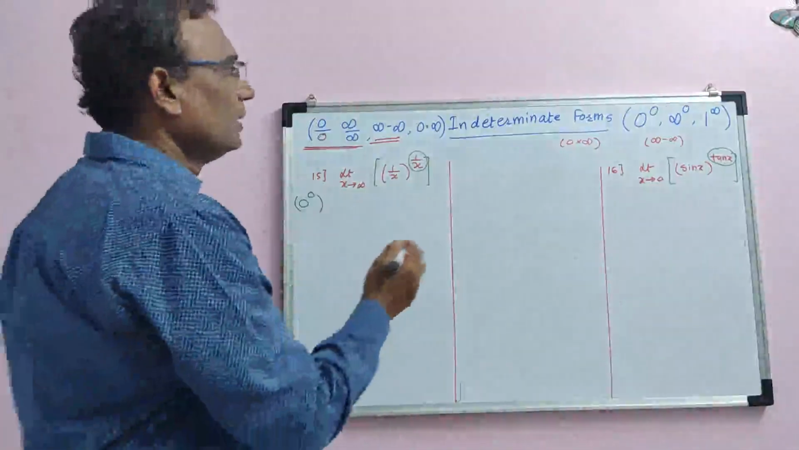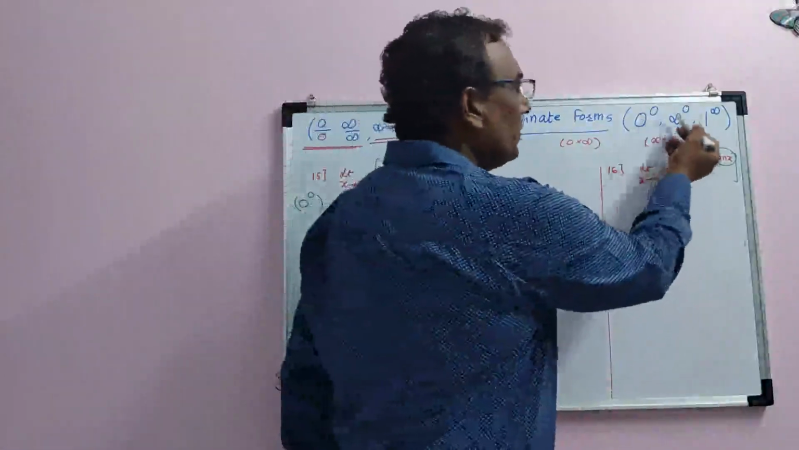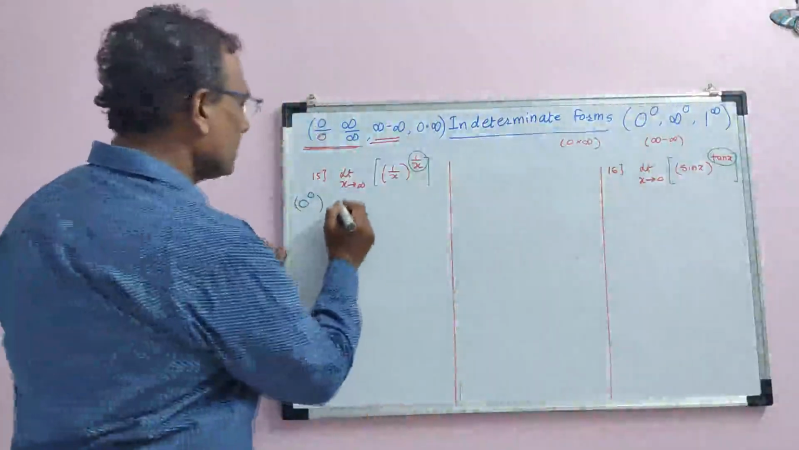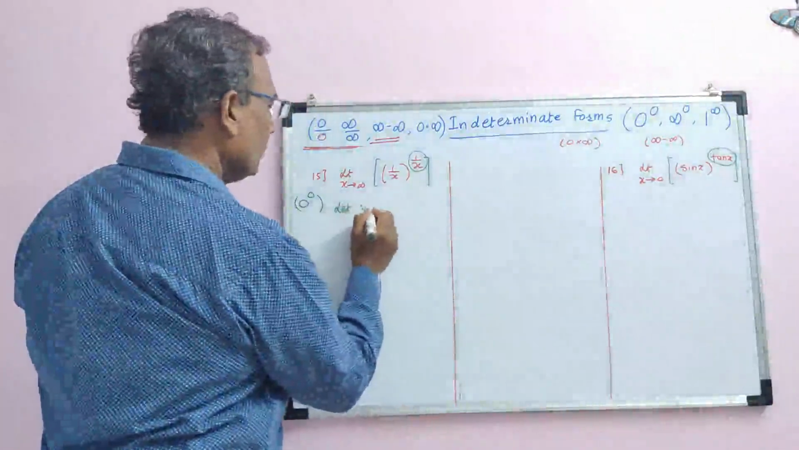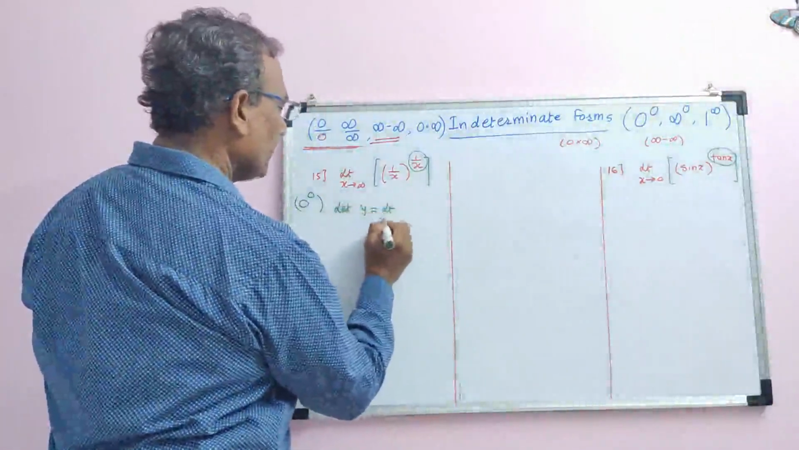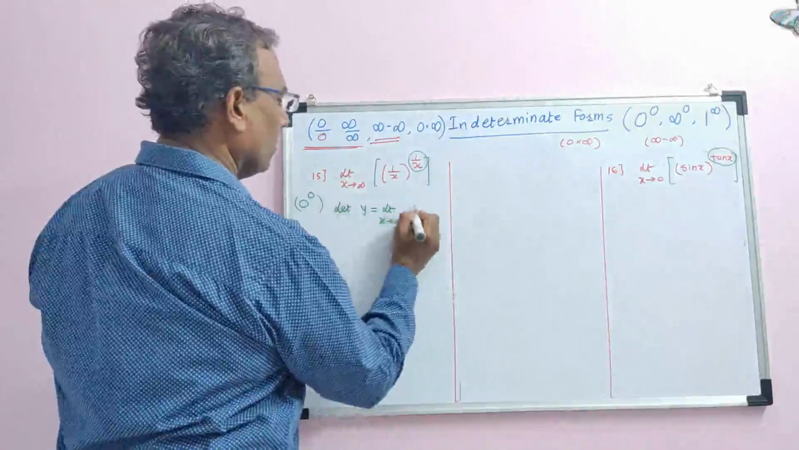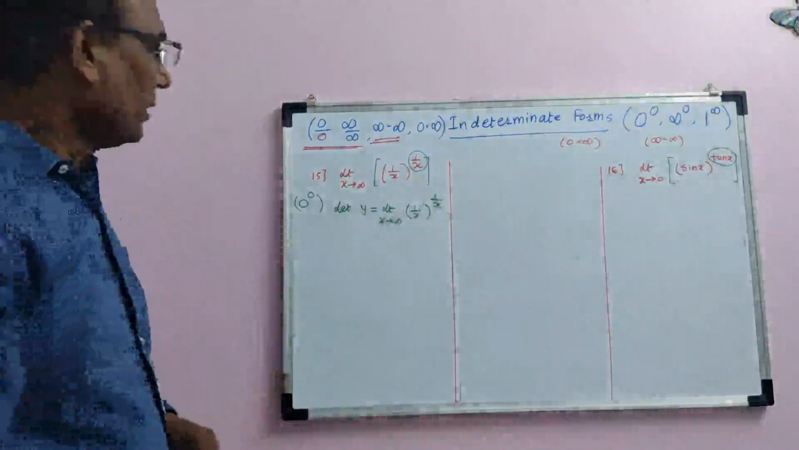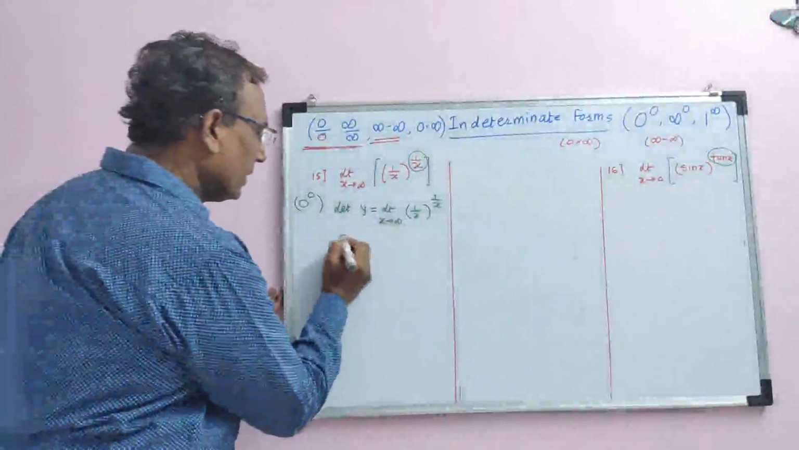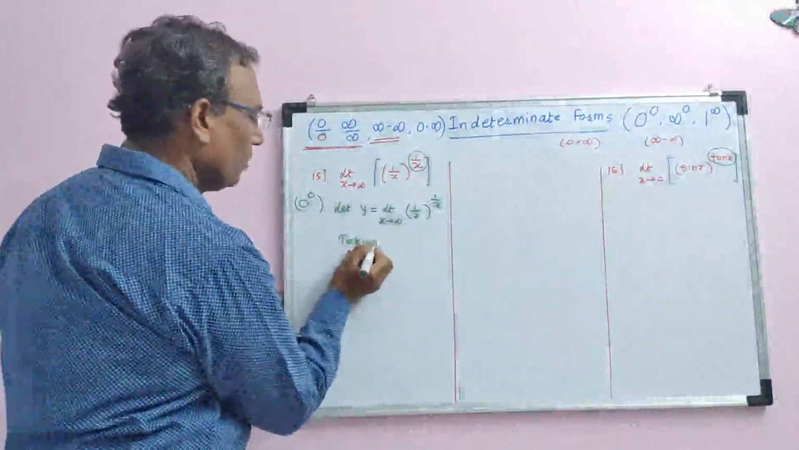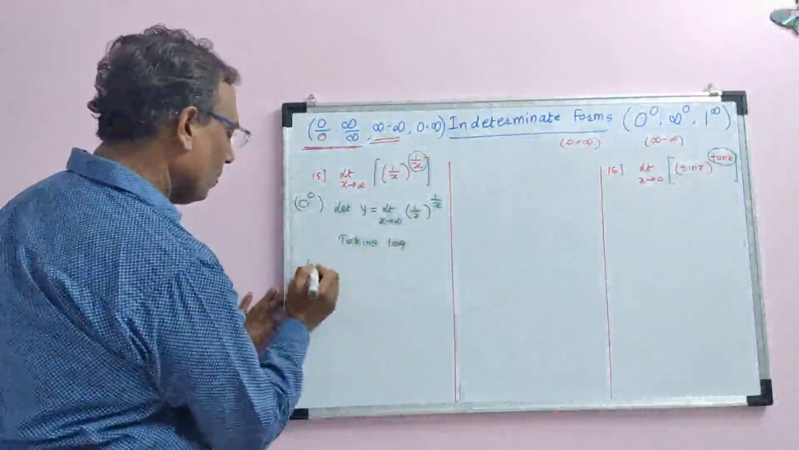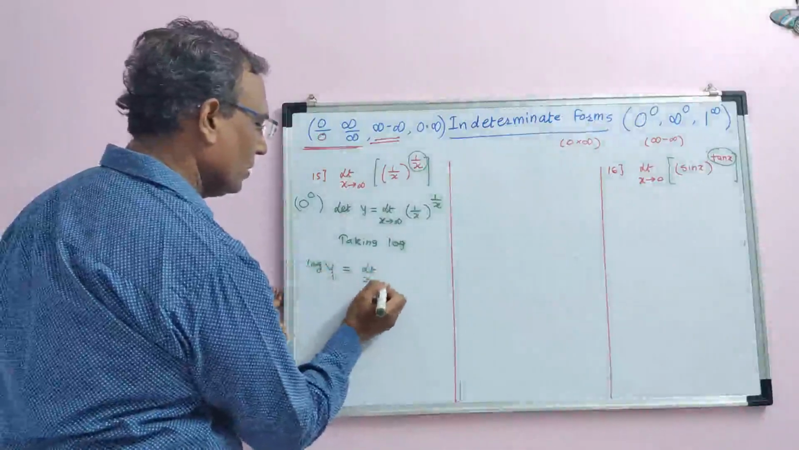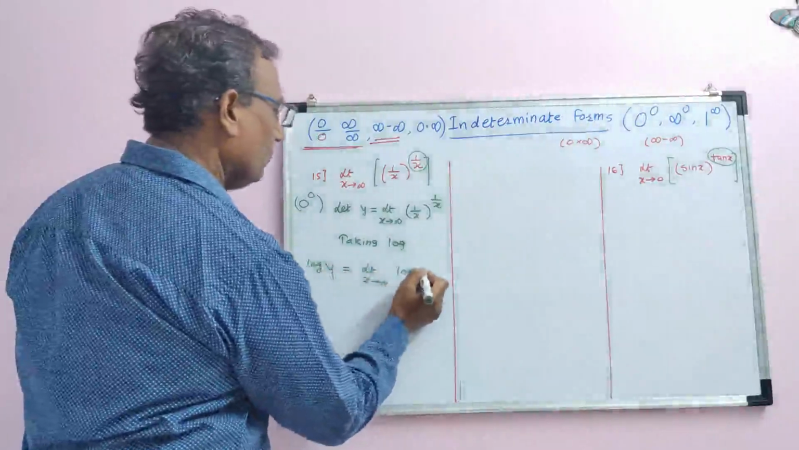So when the problem is of this type, then take log of both the sides. But before that, I am going to let the given limit be y, like this. Now taking log of both the sides, log of y is equal to log of limit of this.